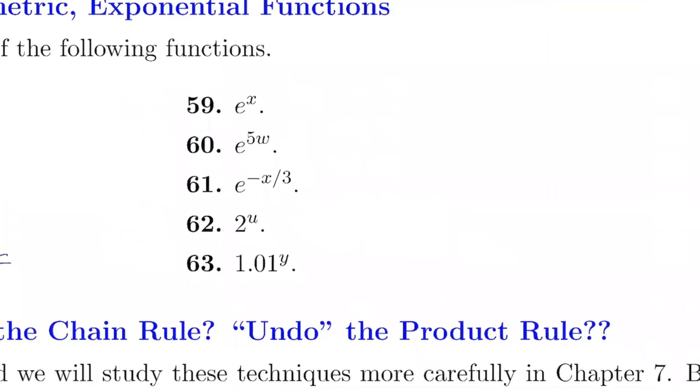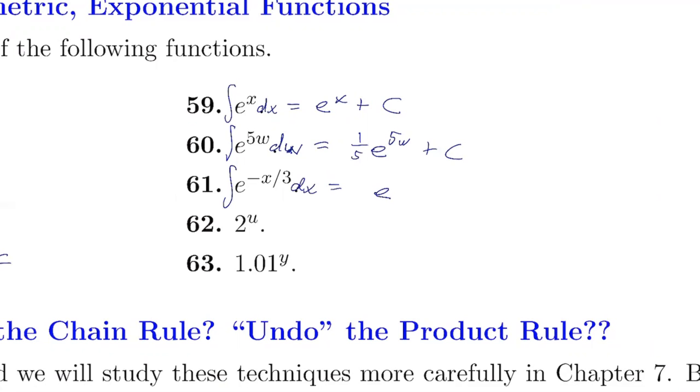Oh, this one's nice. The integral of e to the x dx is just e to the x. It's its own derivative, so it's its own antiderivative. The integral of e to the 5w dw. It's kind of like the ones we did with sine just now. It's going to have an e to the 5w, but when we differentiate that, it's going to pop out a 5 in front, so we need a 1/5 to cancel it. So that's that. This one, well, we're going to have an e to the minus x over 3, and we're going to need a negative 3 to cancel the minus 1/3 that pops out when we differentiate it.